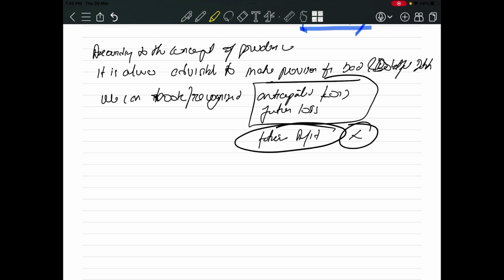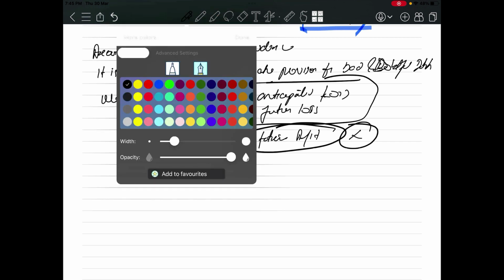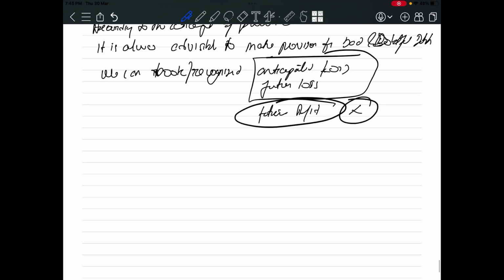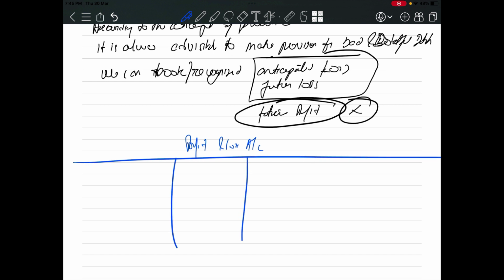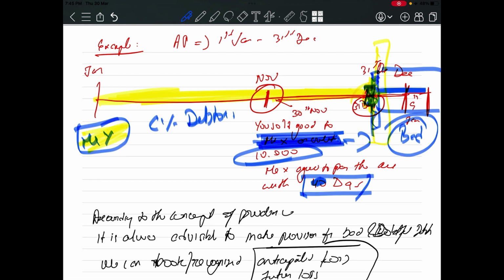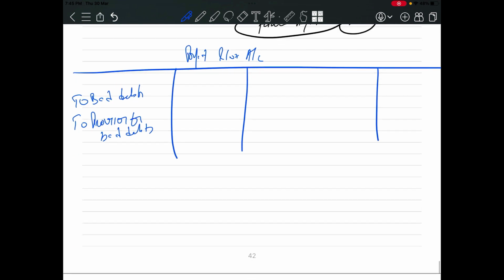Now, what will be the journal entry? What will be the accounting treatment? When he makes his profit and loss account, what will he do? Here, there was bad debts in the previous example. Now he will create provision for bad debts. So for example, Mr. Y is in doubt that he will receive only 8,000 rupees. So for the difference of 2,000 we will create provision.